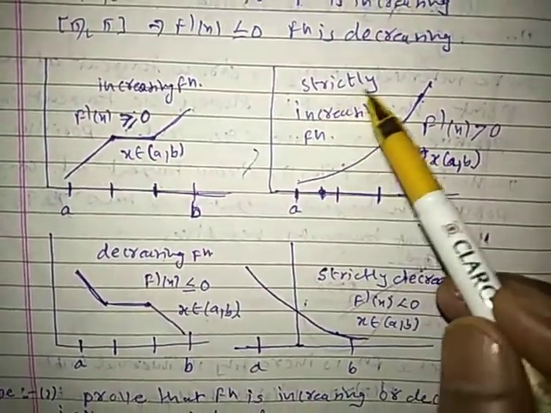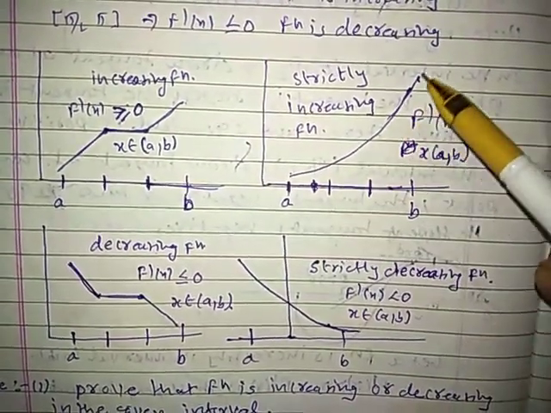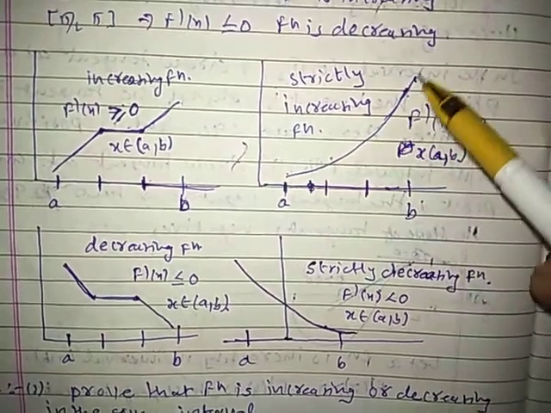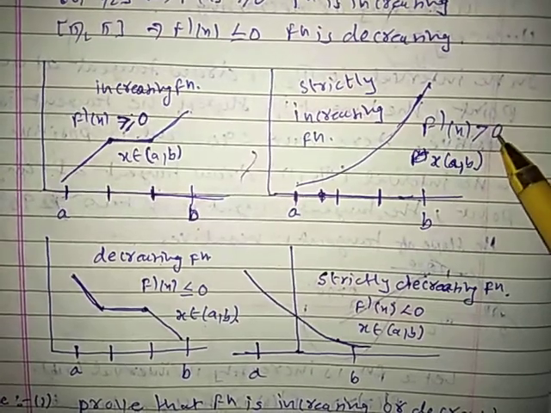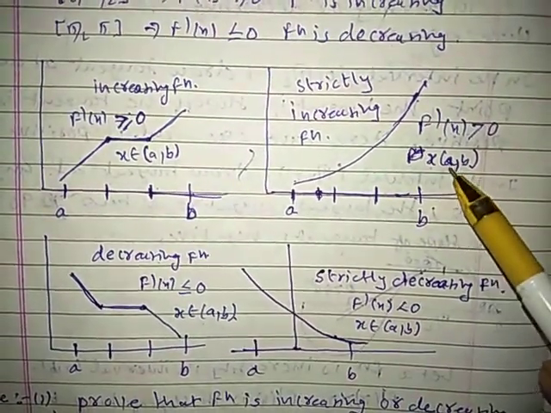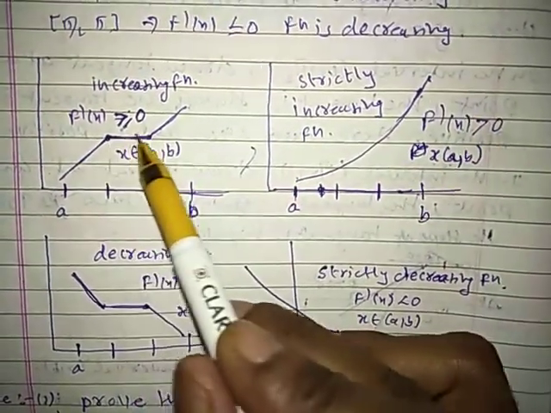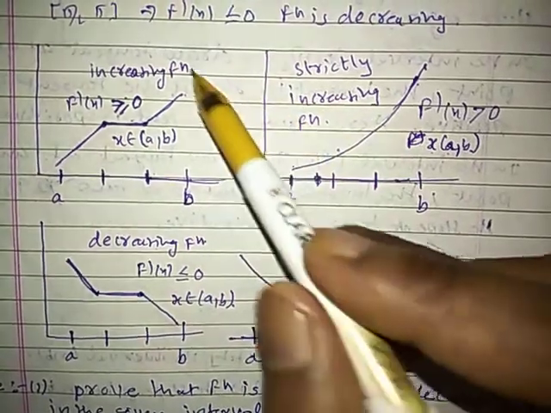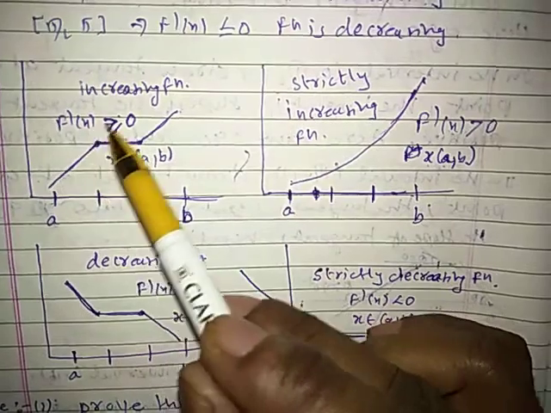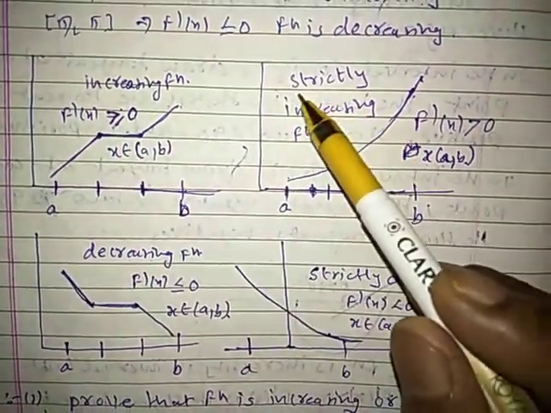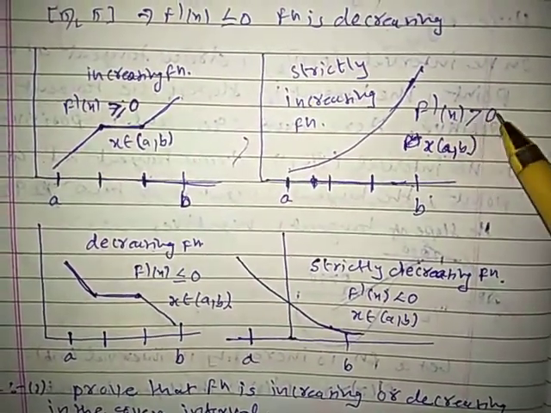Now for a strictly increasing function on a to b, if you draw the curve like this, it is strictly increasing. Strictly increasing means f dash of x is greater than 0 in the open interval a to b. It is not like it becomes 0. So whenever it is an increasing function, we have to understand that f dash of x is greater than or equal to 0. When it is a strictly increasing function, then f dash of x is greater than 0.